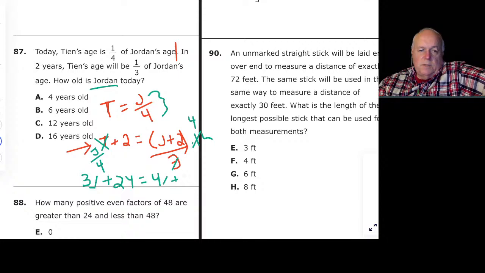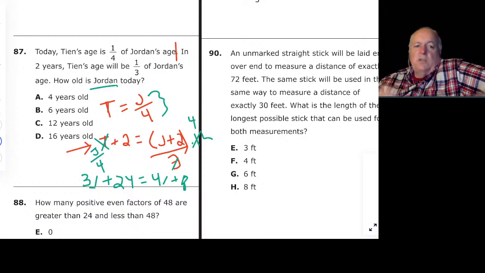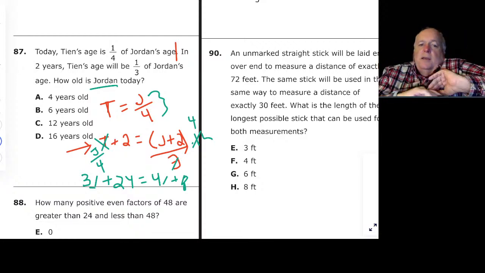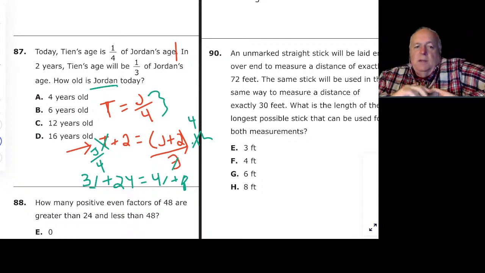Okay, all we're doing at this point is solving the algebra. We had 2 fractions, and the simplest way to address that, instead of getting all weird math, is to get rid of the denominators completely. So we multiplied everything by 12. Now I have 3j + 24 = 4j + 8.